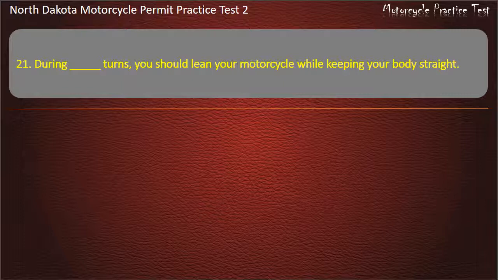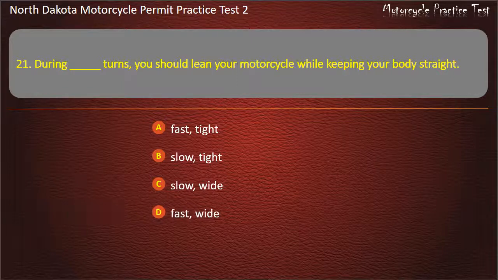Question 21. During ___ turns, you should lean your motorcycle while keeping your body straight. Fast, tight. Slow, tight. Slow, wide. Fast, wide. Answer: Slow, tight.